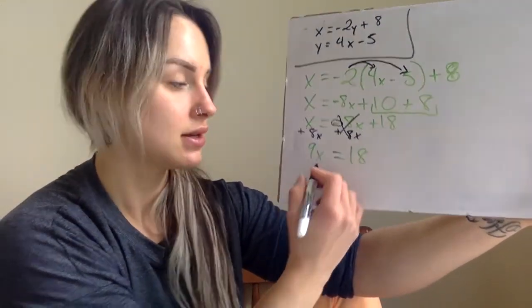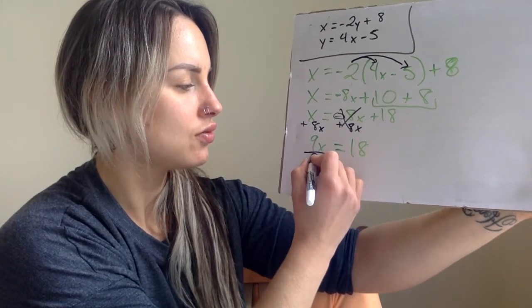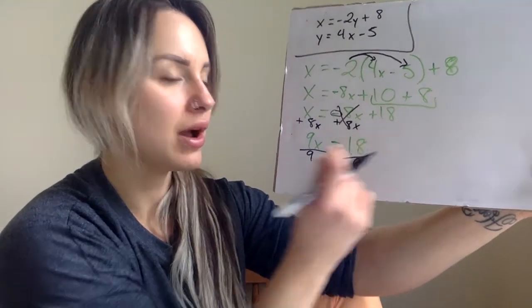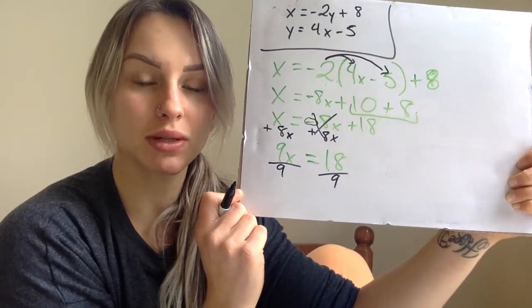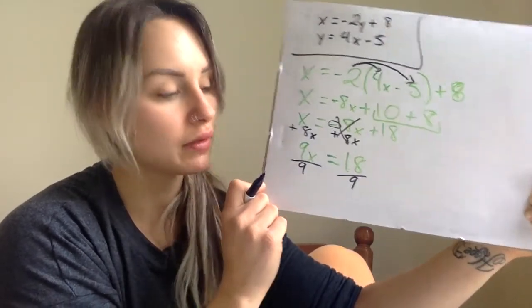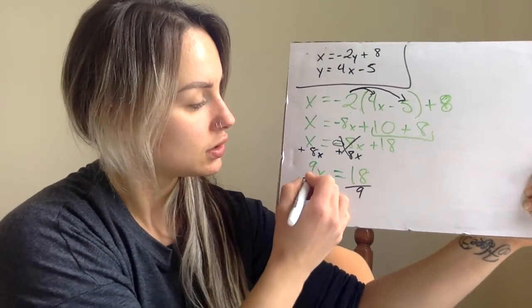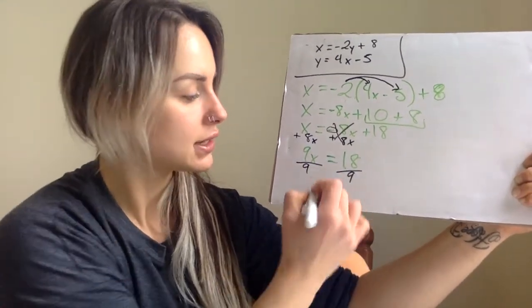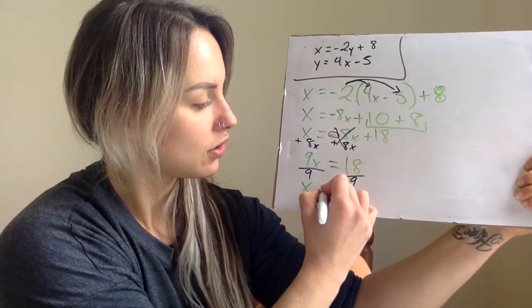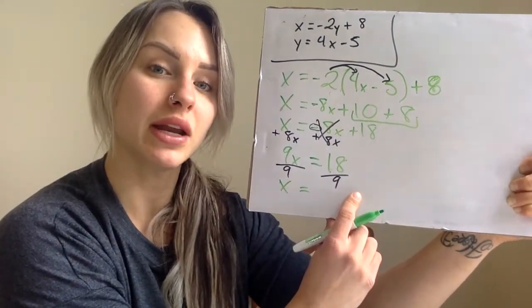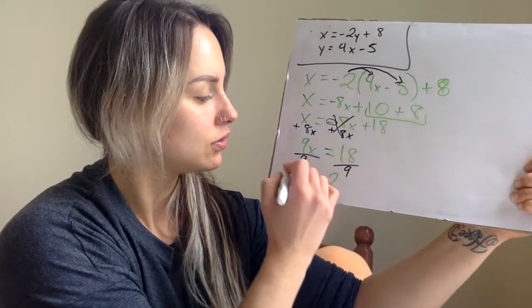So again, when it is in front of the x, it means that it is multiplied by x. So we have to divide by 9, and we're dividing both sides because whatever you do to the one side, you also have to do to the other side. So this leaves us with x by itself, and 18 divided by 9 is 2.